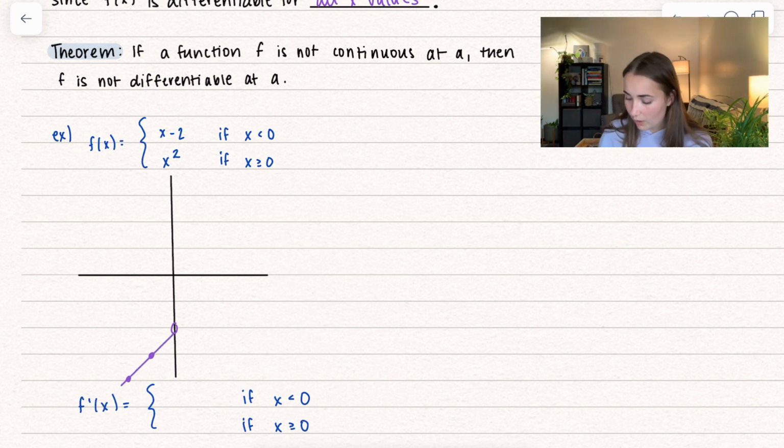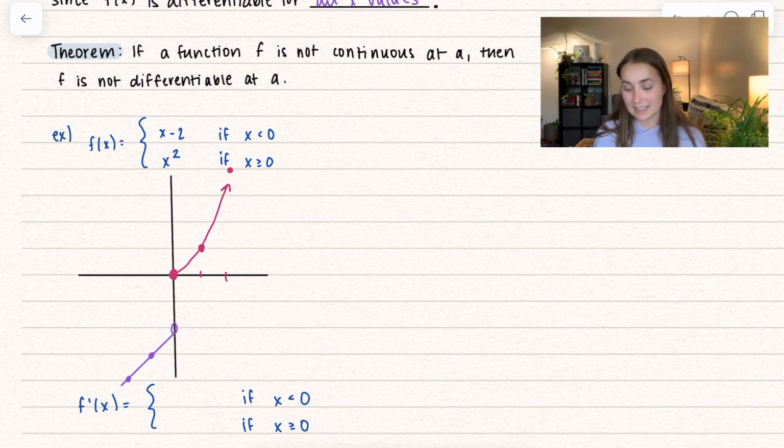Alrighty, so now let's go ahead and graph the other side. When x is greater than or equal to 0, we have x squared. When I plug this in, I get 0, 0 is a point, and I fill in that hole because I actually equal 0. When I plug in 1, I get a value of 1. When I plug in 2, I get a value of 4. So I'm just going to graph it like that.